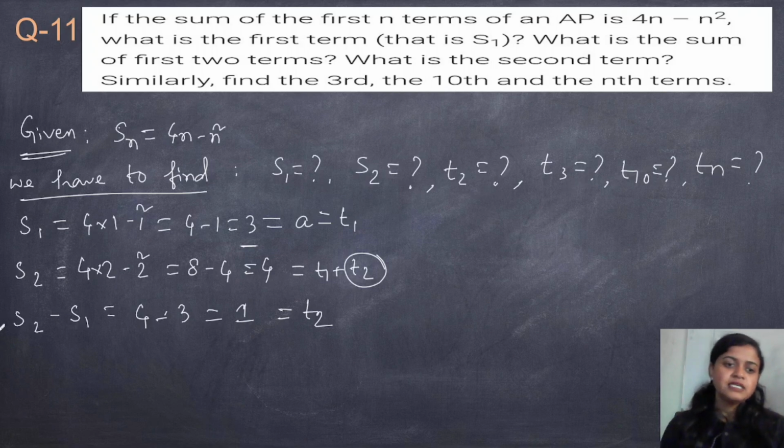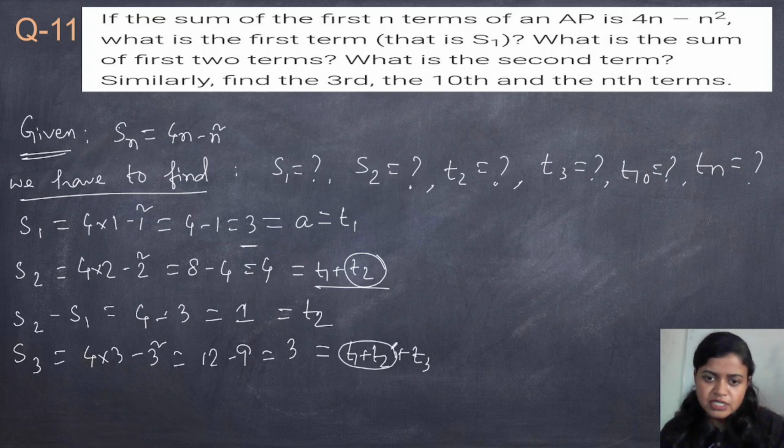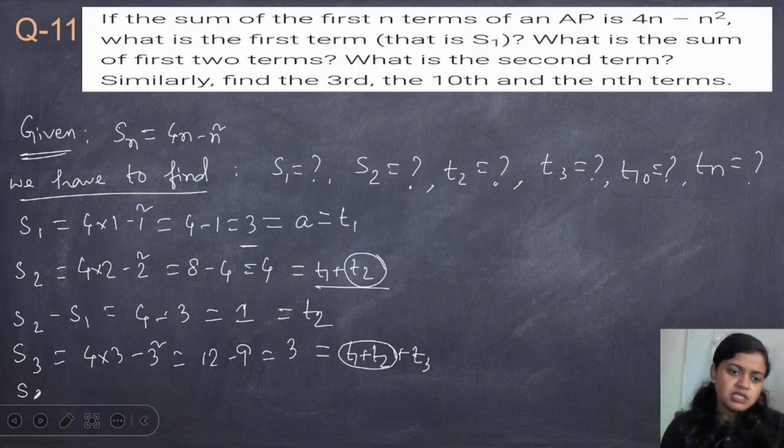Next T3. So for T3 you have to find S3. S3, put the value 3 in: 4 into 3 minus 3 square. So 12 minus 9, that is 3. And S3 you can write as T1 plus T2 plus T3. So we found the value of T1 and T2, so if I subtract this, we get T3. So to find T3, we have to find the difference S3 minus S2.